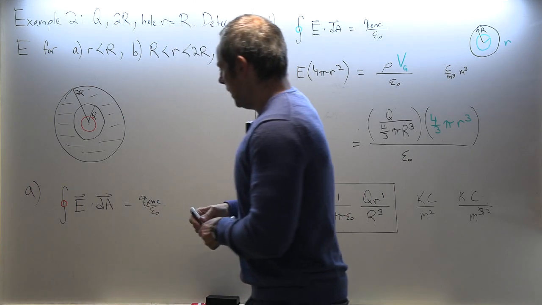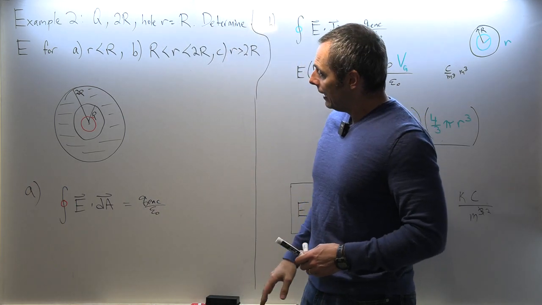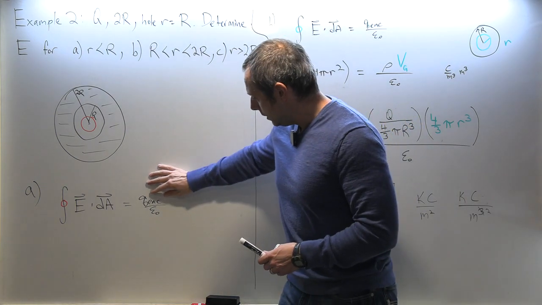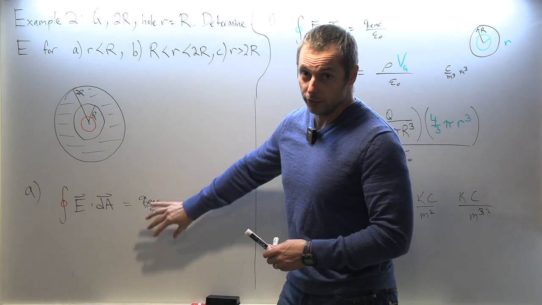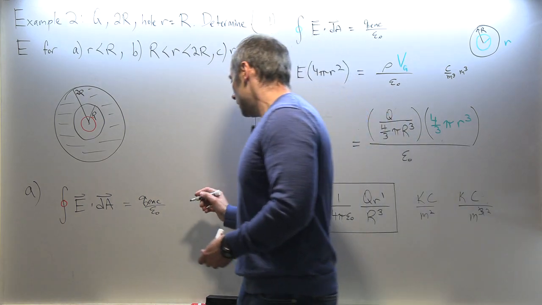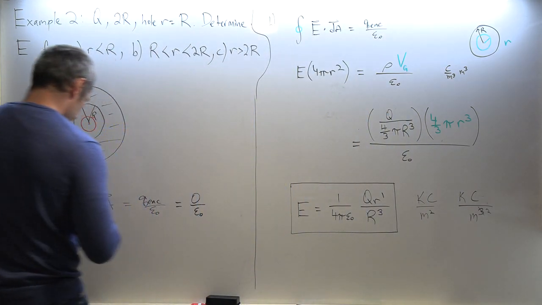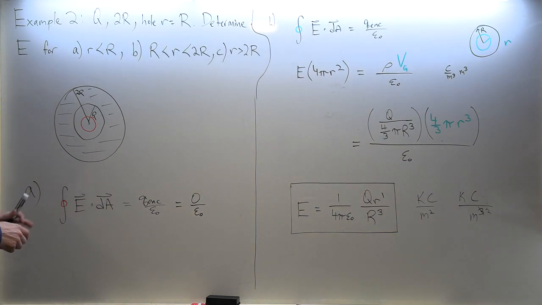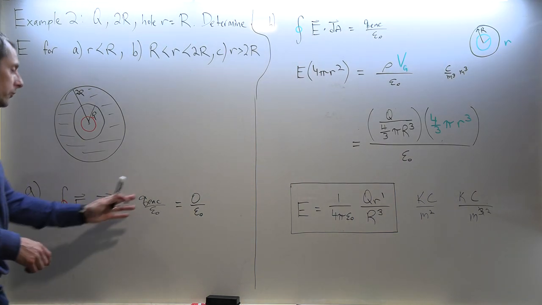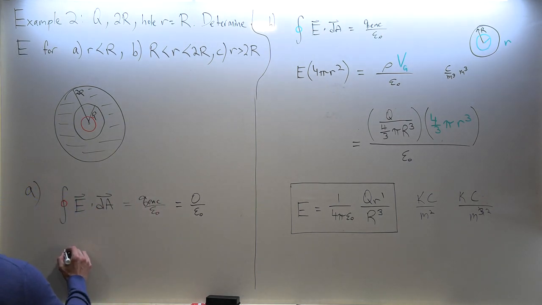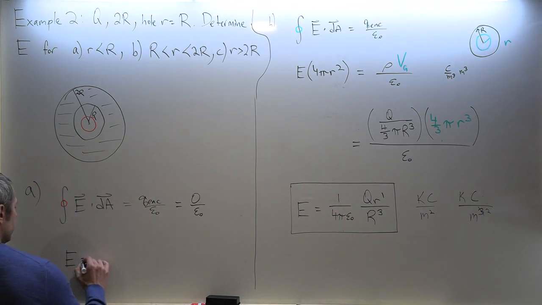Now, if you look, there's no charge in our Gaussian surface. So 0 over epsilon 0, 0 over anything is 0. So basically then, we have E times 4 pi r squared equals 0, divide by 4 pi r squared, and we can just write E equals 0.